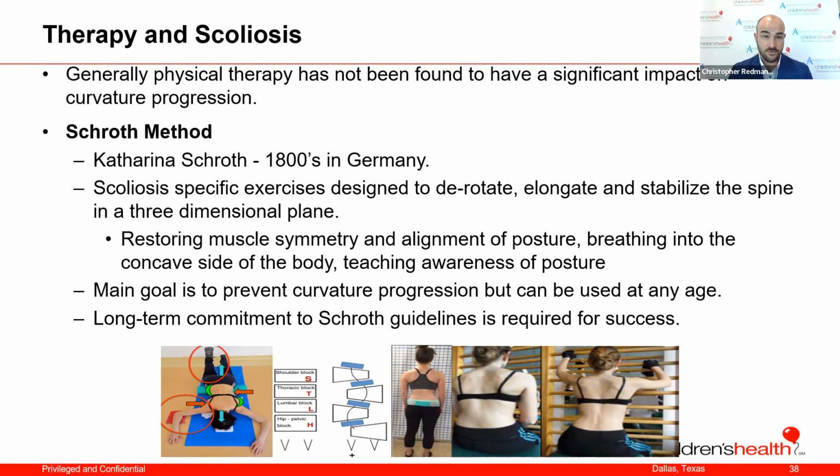However, there is a specialized form of scoliosis-specific exercises known as Schroth therapy. This may provide minimal improvement in curvatures. However, this has not been clearly demonstrated in today's literature. The concept involves teaching patients about body positioning and using muscles and breathing techniques to derotate, elongate, and stabilize the spine in a corrected position.